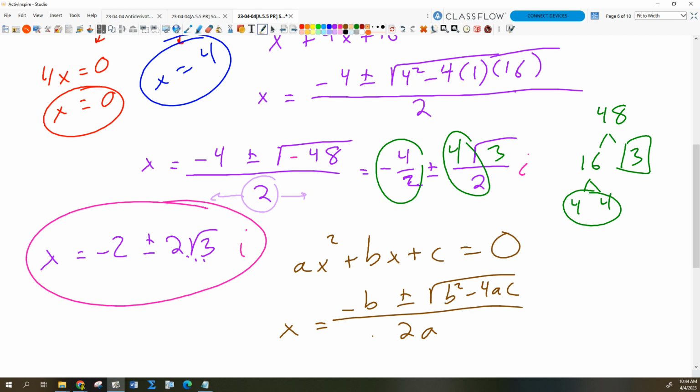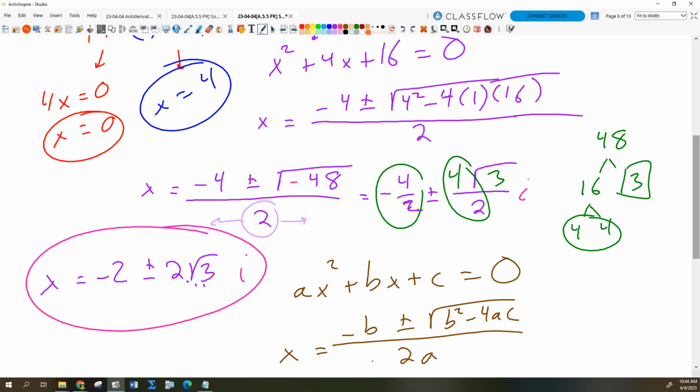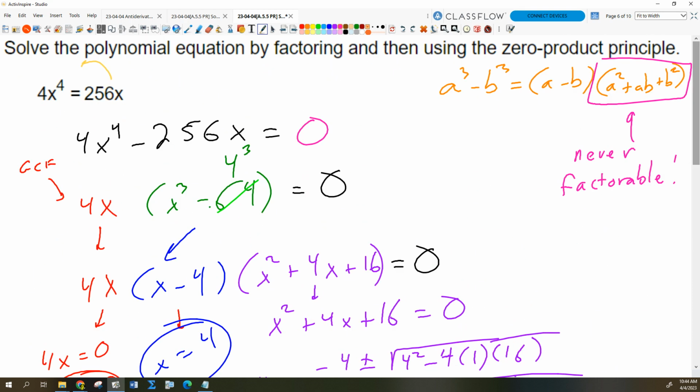So how many total solutions did I get? 4, yeah. 1, 2, 3, 4. How many would I expect to get? 4. Yeah, look, we know it should be 4 because we have an x to the 4th in our equation, right? Okay. Make sense? Okay.